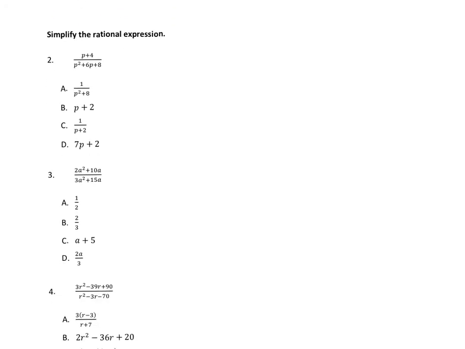When we're simplifying, we're going to go along the same lines, that the first thing we always want to do is factor before we do any simplifying. So if I look at number 2, my numerator I cannot factor anymore. But my denominator I can. So I'm going to leave my numerator the same. My denominator, I'm going to factor it by thinking about what multiplies to 8 but adds to 6. So that's going to be 4 and 2.